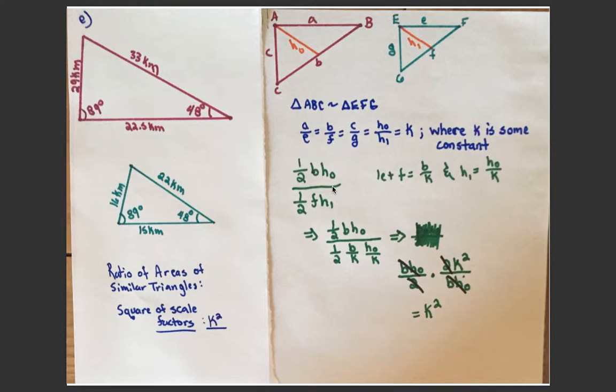We know that F and B share a relationship, i.e. B divided by our scale factor K will give us this length F, so we can plug that in for F. Similarly for H, the height of our larger triangle divided by our scale factor K will give us the height of our smaller triangle. We substitute in those values, do some algebra, and arrive at our answer, which is K squared.